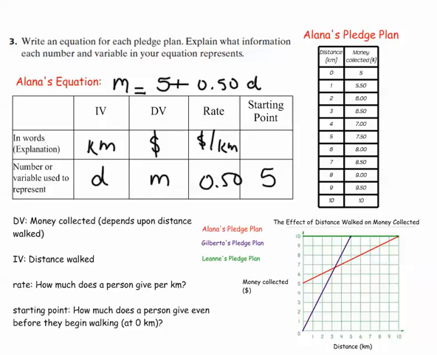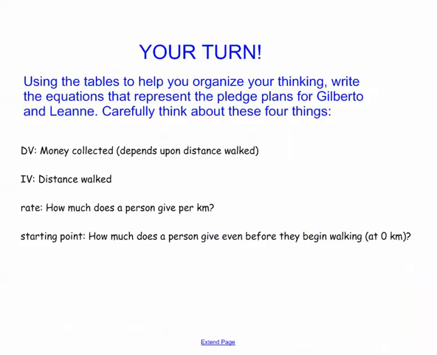All right, let's look at this very carefully, and then it's your turn. Use the tables that you have in front of you to help you organize your thinking. Write the equations that represent the pledge plans for Gilberto and Leanne. Remember to think carefully about the four important parts of this. The DV is the money collected. The IV is the distance walked. The rate is how much money they get per kilometer, and the starting point is how much each sponsor gives before they begin the walk. Stop the video, write your equations, fill in your tables, and then check your work.